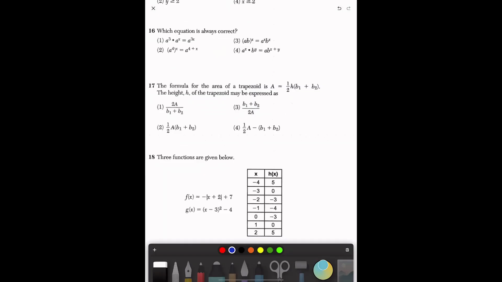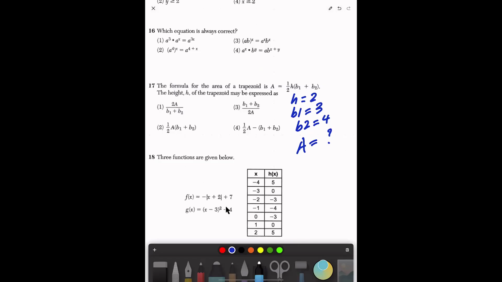So here's what I'm going to do. I'm going to take each one of the letters and store a number in it. So b1 is going to be 3, b2 is going to be 4, and then I am going to use the area of a trapezoid formula to calculate what A is. All right, so y'all ready? Grab the calculator and let's go.